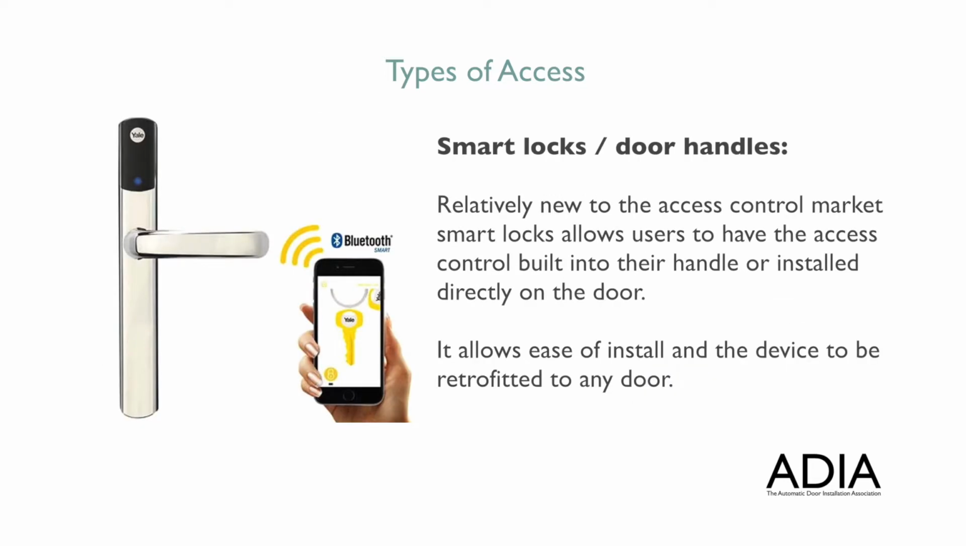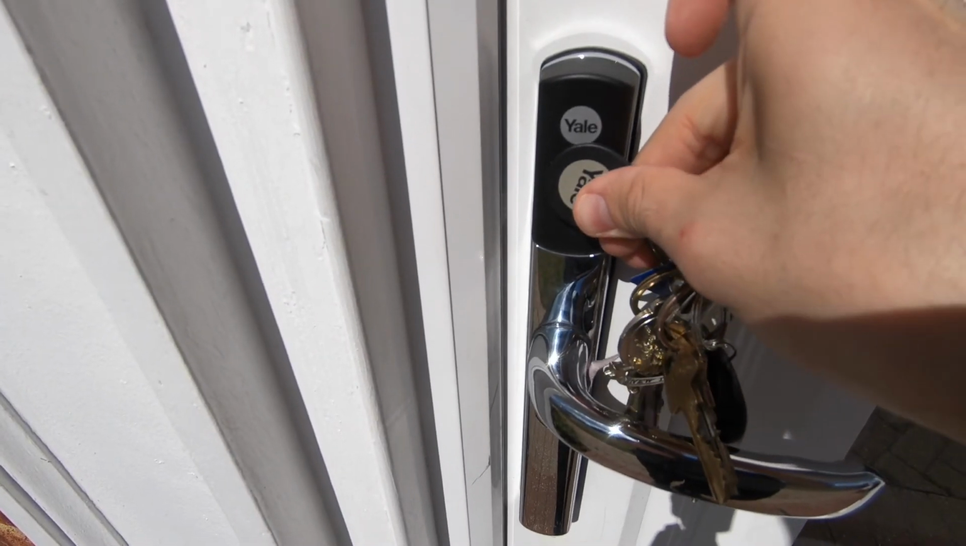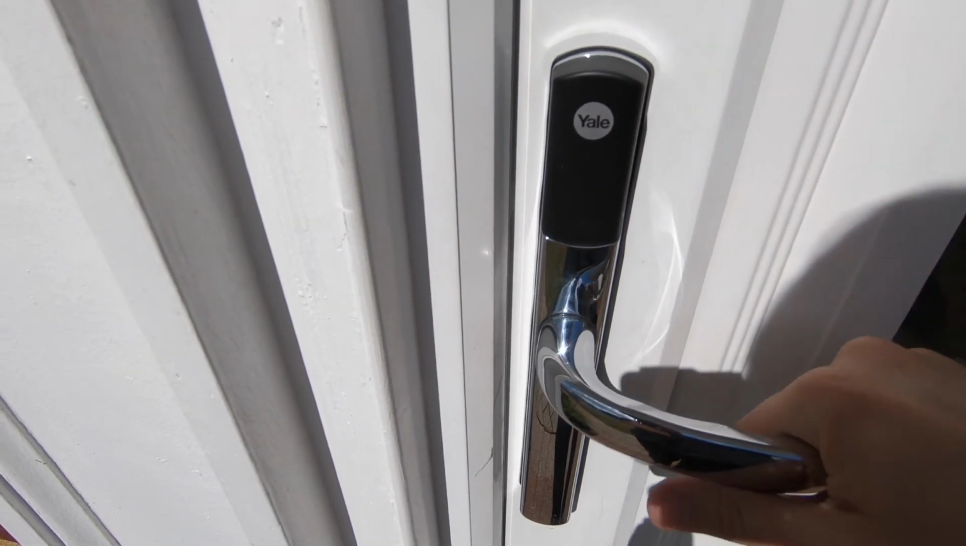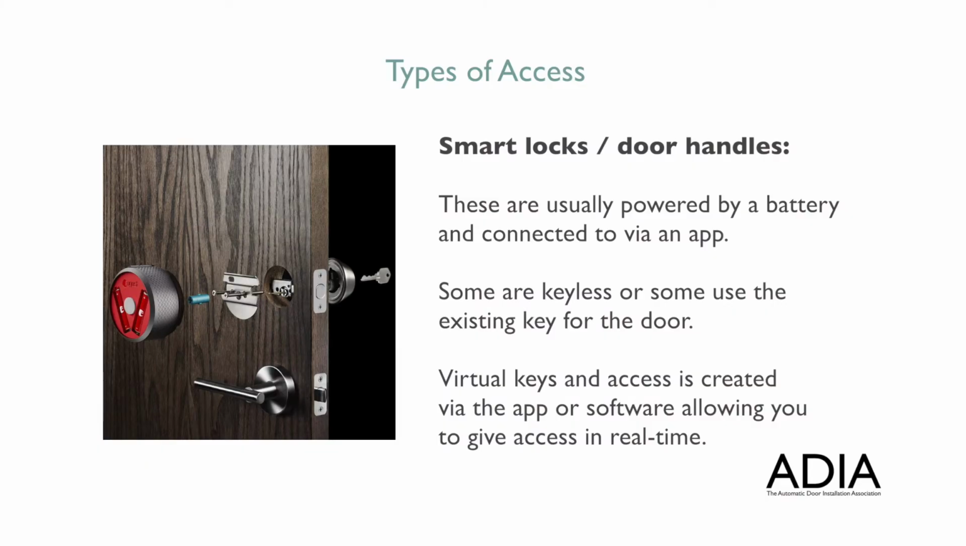Smart locks and door handles. Relatively new to the access control market, smart locks allow users to have the access control built into their handle or installed directly to the door. It allows ease of install and the device to be retrofitted to any door. These are usually powered by battery and connected to via an app. Some are keyless or some use the existing key for the door. Virtual keys and access are created via the app or software, allowing you to give access in real time.